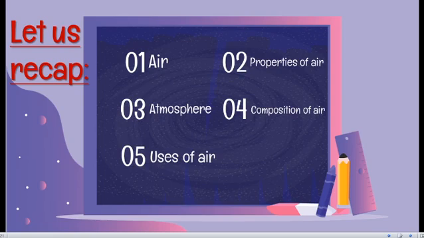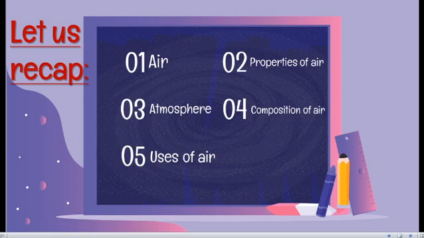And the components of air are nitrogen, oxygen, water vapor, carbon dioxide, dust particles, smoke, and inert gases. So these are all components of air, and we have briefly discussed these topics. And the next one is uses of air. Air is very helpful to living beings as well as plants and animals. So air is used for many things.